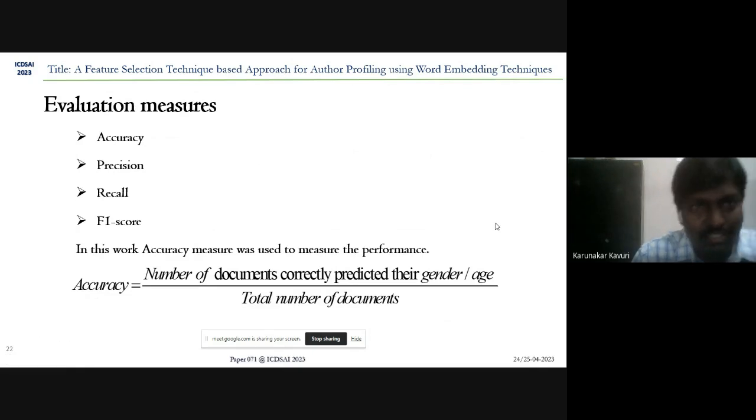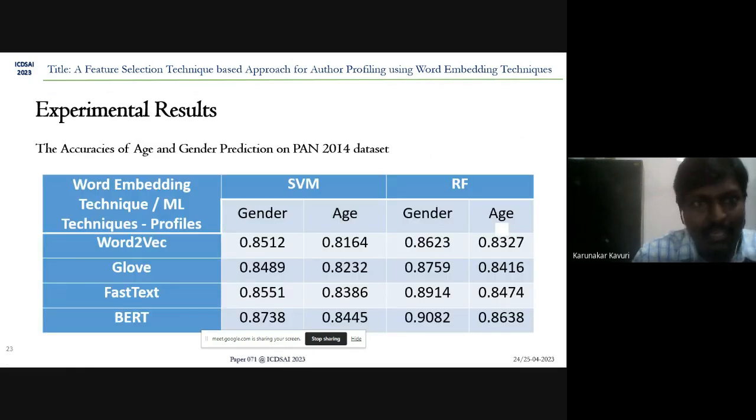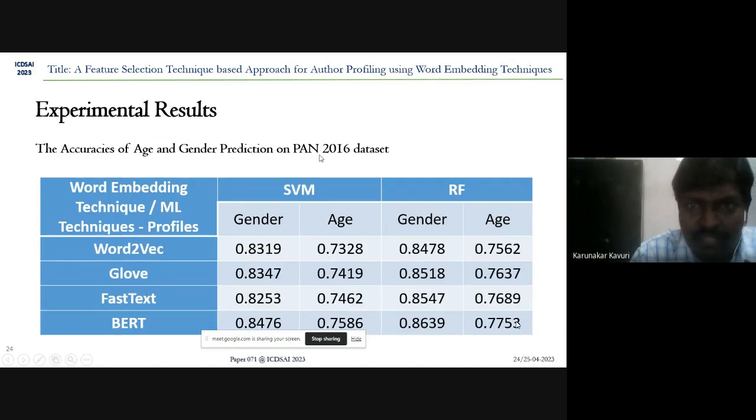Yeah, sure, sir. So these are the evaluation measures, accuracy, and the experimental results. The word embedding techniques: word2vec, GloVe, model, FastText. I used the SVM and random forest, and finally I got 90% accuracy with random forest and BERT model, as well as 86% for age also. And it is for the PAN 2016 data set. One is the PAN 2014 data set, and this is the PAN 2016 data set. Here the BERT model and random forest gave us a good accuracy when compared to the remaining embedding models.